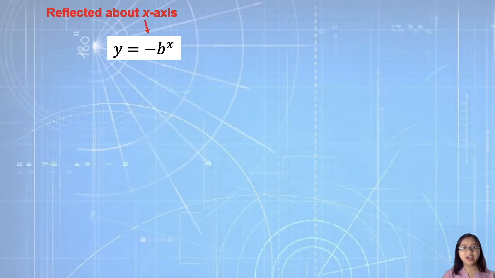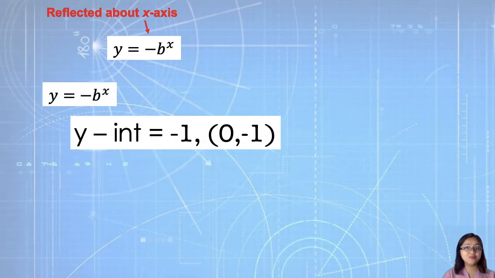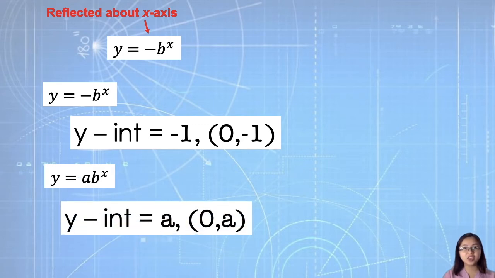Now, considering that particular function, y is equal to negative b to the x, a while ago we found the y-intercept is negative 1. That is because the numerical coefficient of b to the x is negative 1. So if we have the form y is equal to a b to the x, we could say that the y-intercept is the numerical coefficient. We have 0, a.